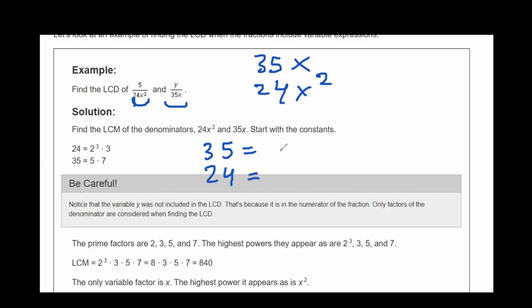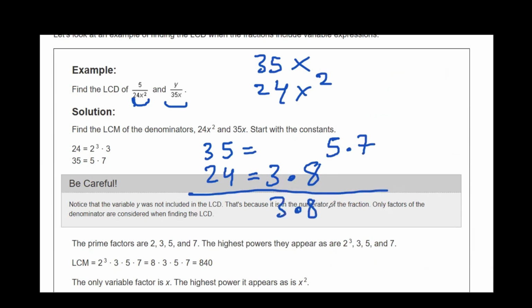12 times 2 is 24. No, 24 is 3 times 8, and 35 is 5 times 7. So this is 3 multiply 8 multiply 5 multiply 7, correct? Yeah, because there is no common factor. So we just multiply 24 times 35.